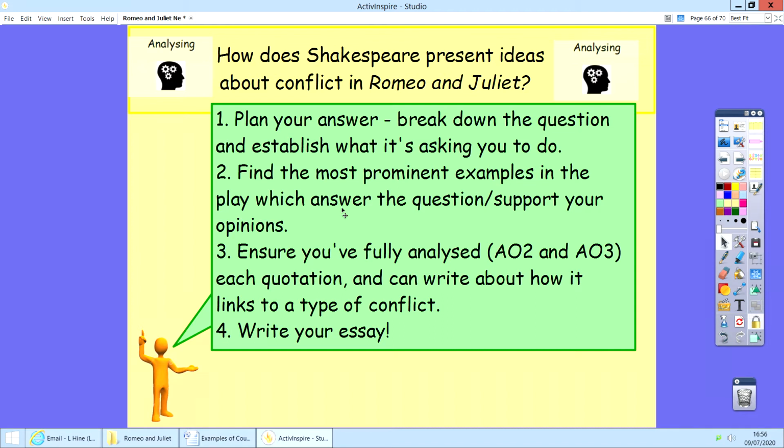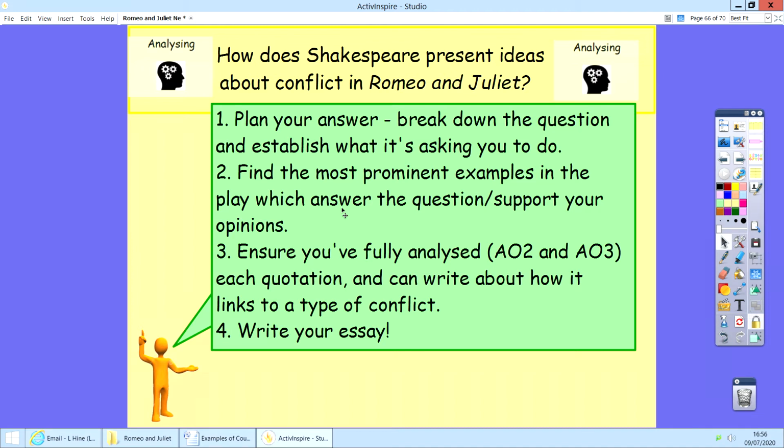And then number 3, you need to ensure you've fully analysed AO2, which is your methods, which I was just talking about. And AO3, this is your audience's reaction and understanding. This is how it links to the era. Was this typical behaviour? Was this something that was an issue? What was it? For each quotation, you need to do these things, guys. So you're constantly making sure that you've got everything you need. You've got that really good level of analysis in your work.